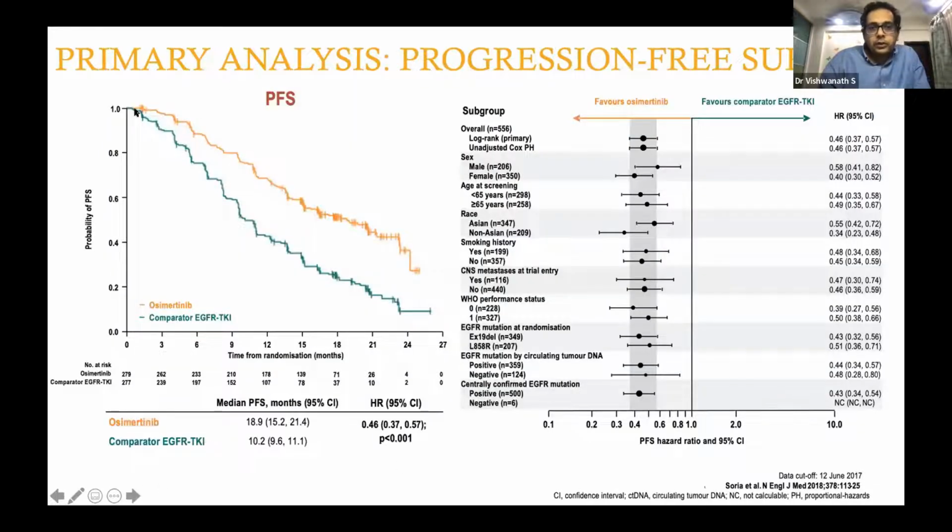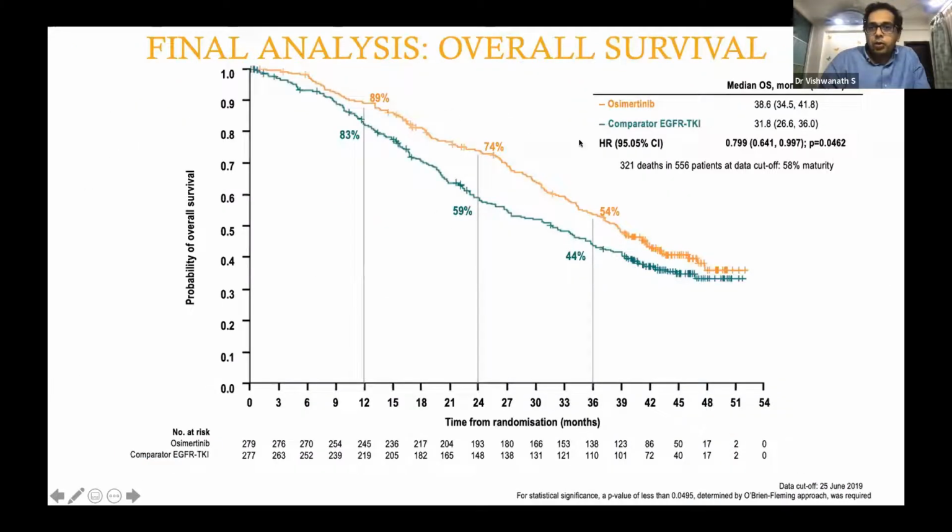And you can see very impressive early separation of curves, like the previous speaker mentioned. And you can see that in the PFS subgroup analysis, in every aspect, the Osimertinib was a true winner. And definitely the PFS was significantly prolonged in this subset. And here goes the final OS benefit. And again, a 0.8 hazard ratio. And you can see again that a significant number of patients were actually even alive at 54 months, you can see here.